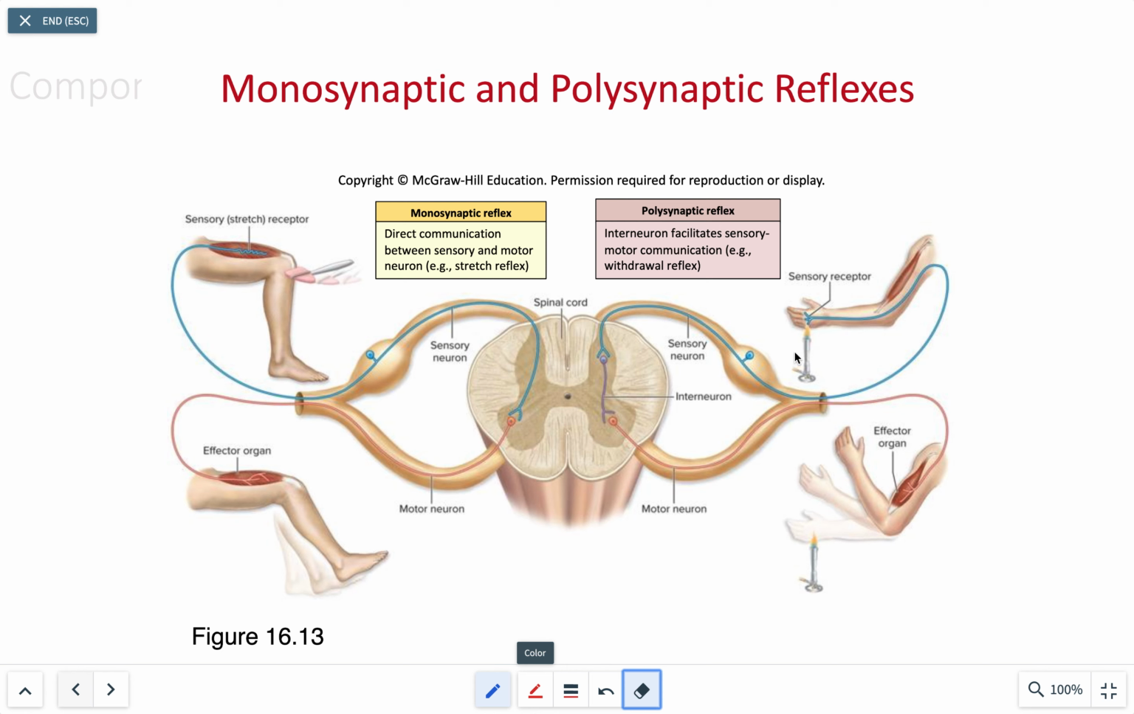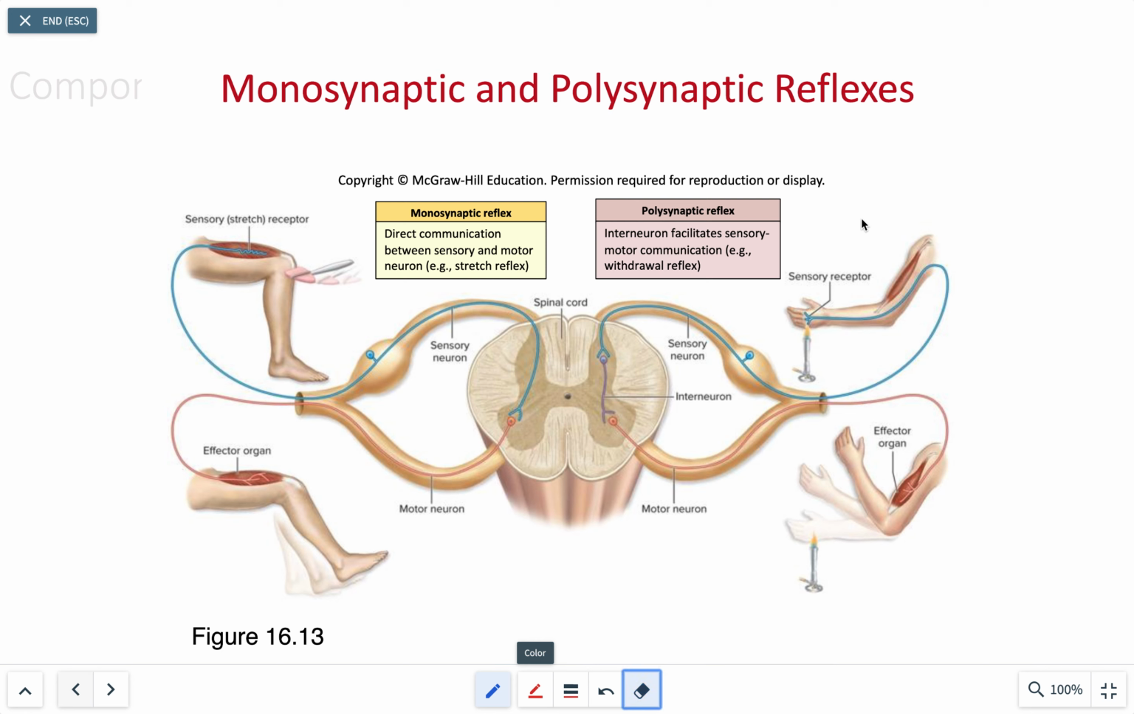The complexity is based off of contralateral. In this example, what we see is on the same side, which would be an ipsilateral response. So we see the hand touching the flame. The information is traveling through the sensory neuron. It's communicating with an interneuron to the motor neuron, and on the same side we should see the effector organ or the bicep pulling the hand away.